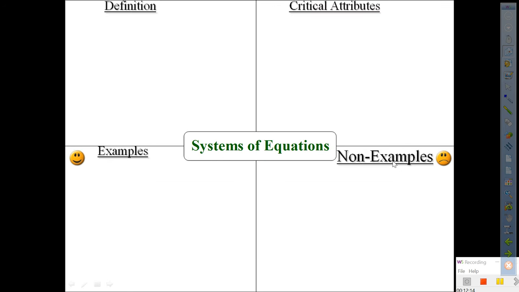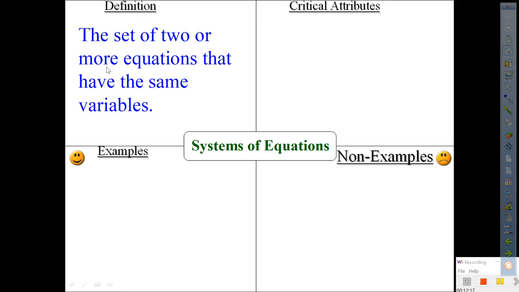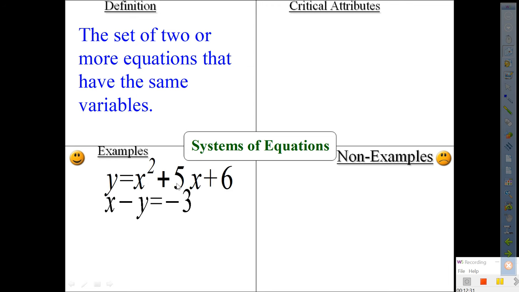Systems of equations, what are they? Write this down. The set of two or more equations that have the same variables. Well, that's straightforward. Example, y equals x squared plus 5x plus 6, and x minus y equals negative 3. You can write a bracket, or you don't have to write a bracket, but as long as they're together, it's a system. Is it two equations? Yes. Do they have the same variables? Yes, x, y, x, y.